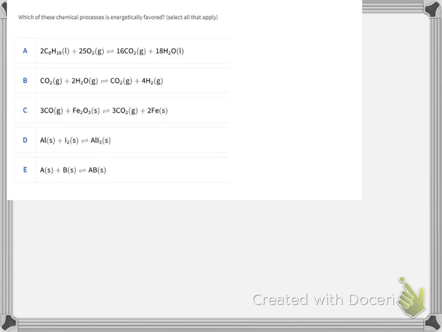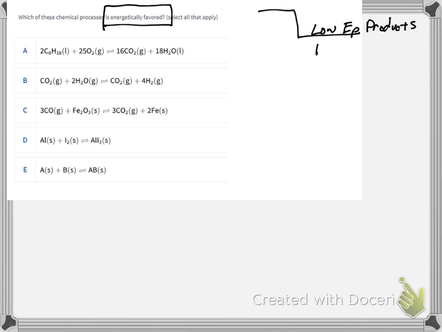All right, so at the very end of class, but this is also a problem from our homework, what we want to know is which of these are energetically favored. And so what we want to do is unpack this word, because what we mean by energetically favored is which one of these reactions favor the production of products.